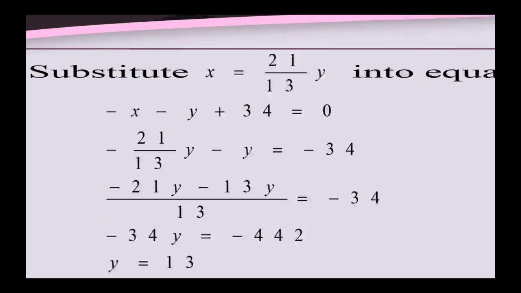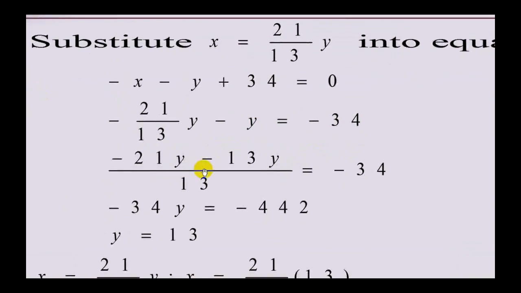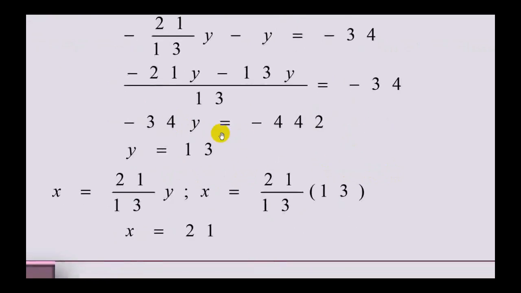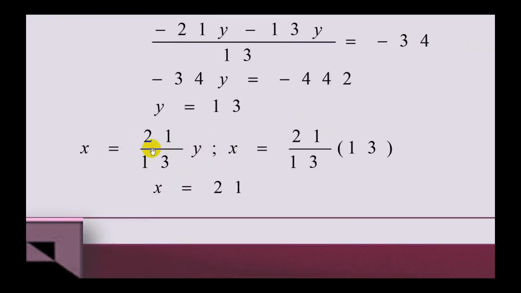Minus x minus y plus 34 equals 0. Minus 21y over 13 minus y equals minus 34. Minus 21y minus 13y divided by 13 equals minus 34. Minus 34 equals minus 442, y equals 13. x equals 21y divided by 13, y equals 21 divided by 13 times 13, x equals 21.